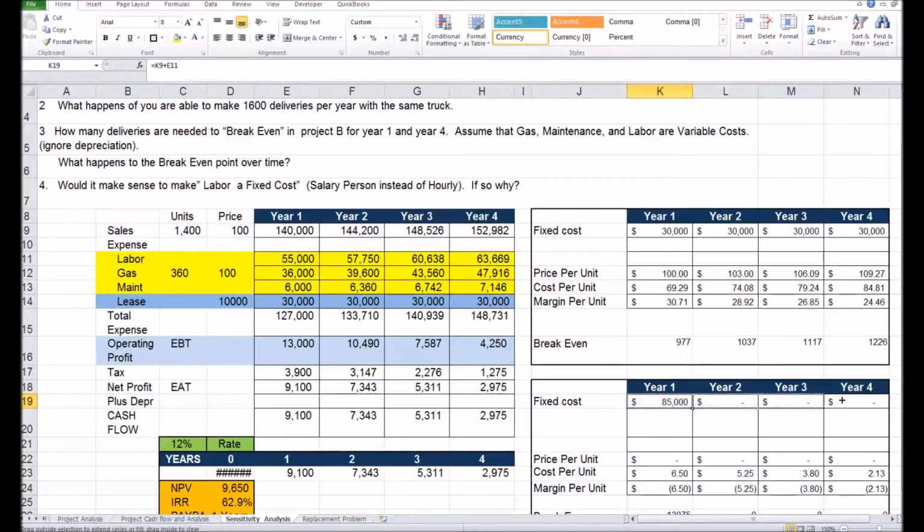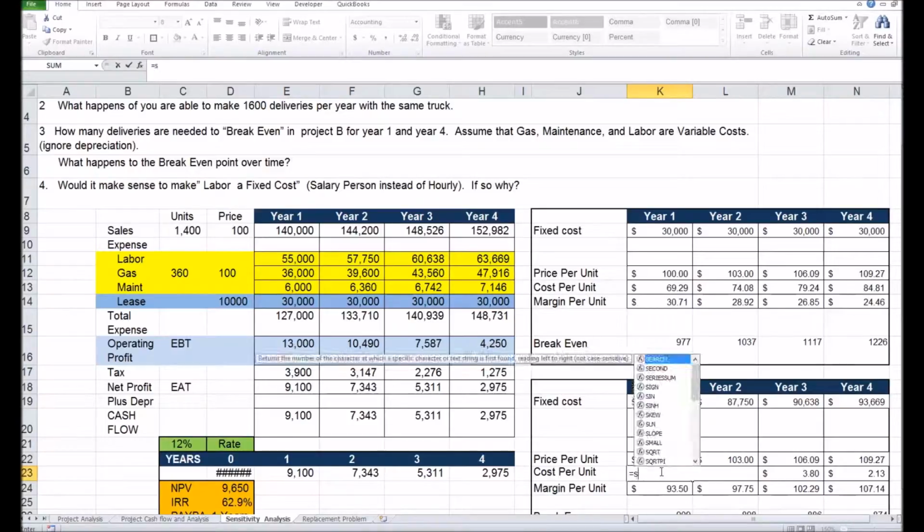So we have higher fixed costs, and our price per unit is going to remain the same. So I'll just say equals and point to the one above it. So nothing changed about the price per unit. The cost per unit is going to equal the sum of gas and maintenance divided by number of units, and again we want to lock in the number of units, so it's F4 that does that.